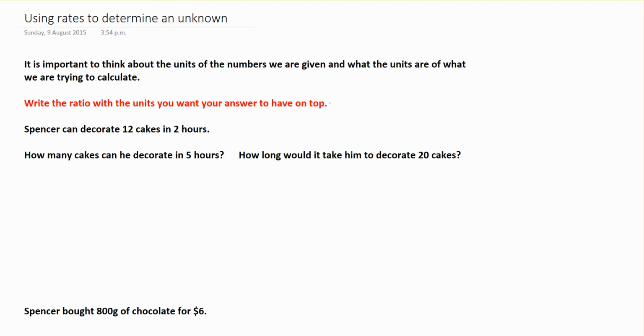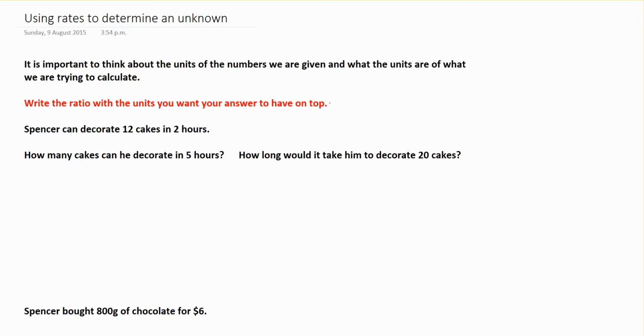When we're using rates to determine an unknown, it's going to be really important that you pay attention to the units, things like kilometers and hours, because it's going to help us figure out how to write the ratio in a way that's going to help us make a calculation to find an unknown.